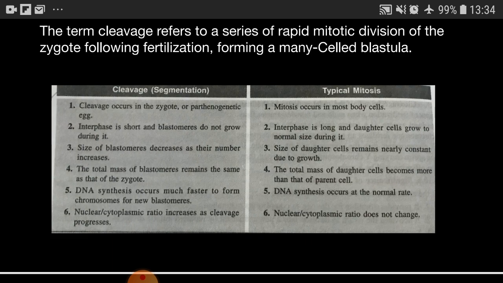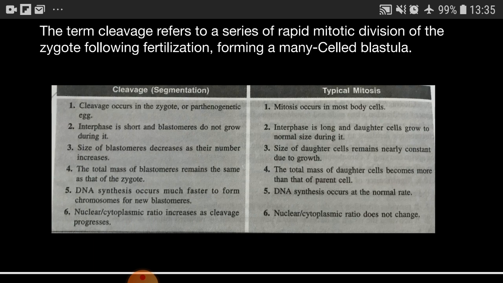In cleavage, the interphase is short and blastomeres do not grow during it, whereas the interphase is long and daughter cells grow to normal size during mitosis. The size of the blastomeres decreases as their number increases in cleavage, whereas the size of the daughter cells remains nearly constant due to growth in typical mitosis. The total mass of blastomeres remains the same as that of the zygote, whereas in mitosis the total mass of the daughter cells becomes more than that of the parent cell.